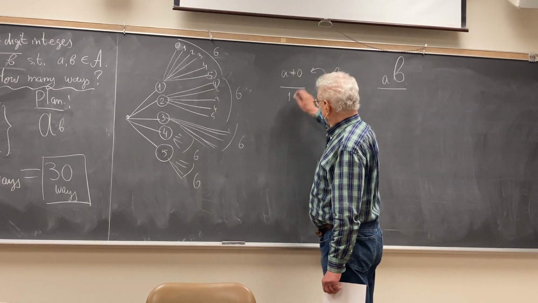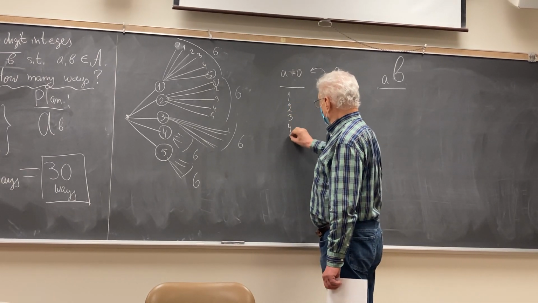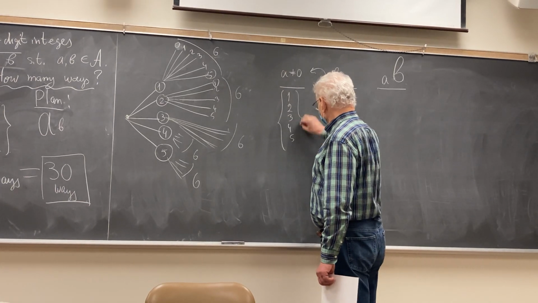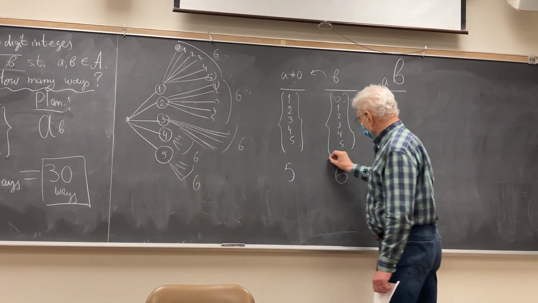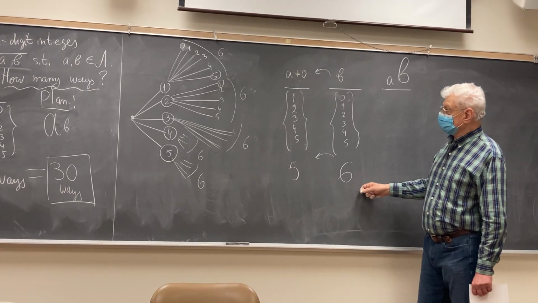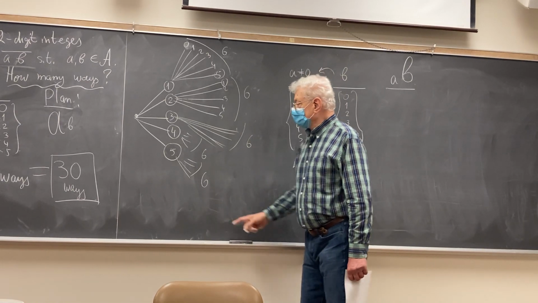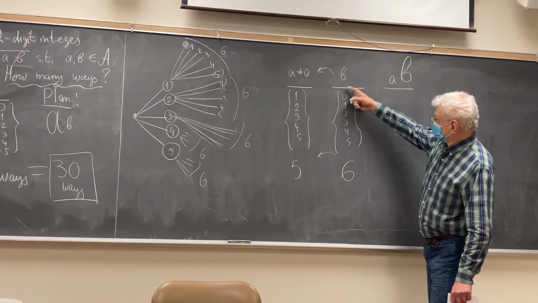0 we don't have, because the first digit cannot be 0. But we have 1, 2, 3, 4, and 5. We have 5 possibilities. So in this case, we take 5 taken 6 times. Before we had 6 taken 5 times. And now we have to take 6.